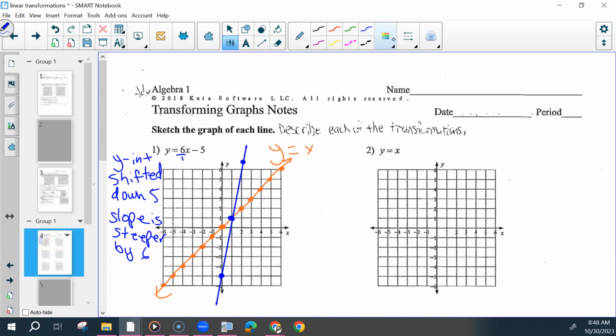For number 2, if I were to graph this one, this happens to be the original. So start in the middle, up one, right one. And then down one, left one. So since this line is the original, did anything change? No. So you would say the slope and the y-intercept stayed the same.